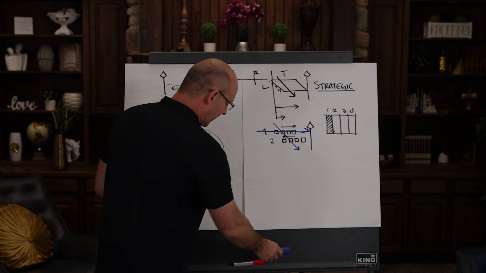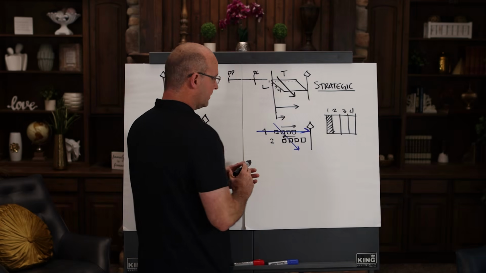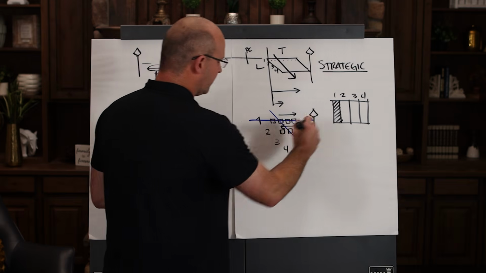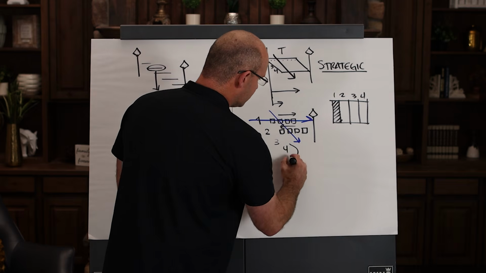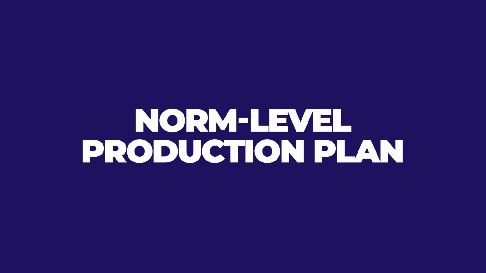Now, by the time you have that, and you've done your pull plan, and let's just assume that this was taken out to all of the different zones, that then turns into what's called a norm level production plan.